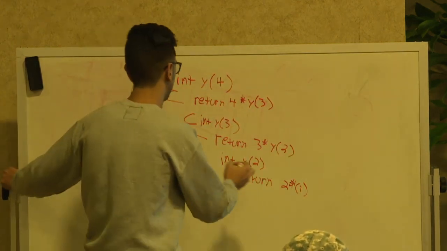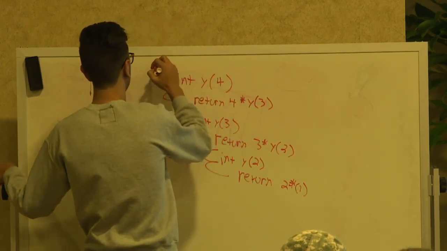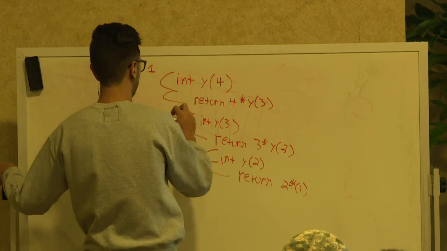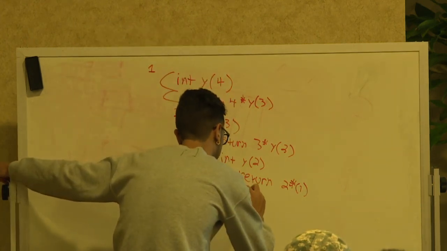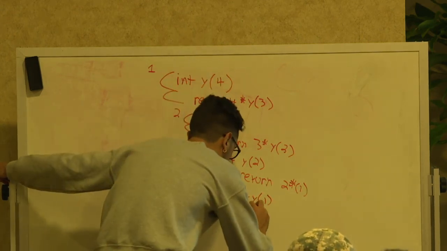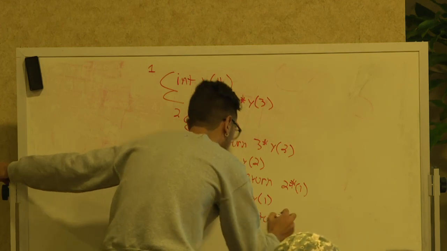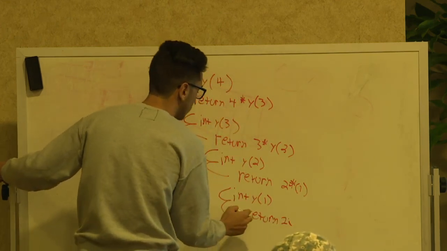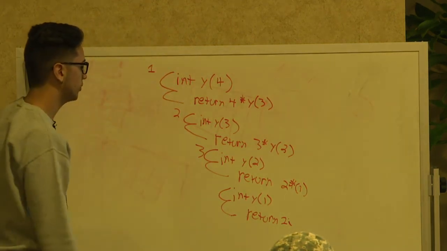And then at this point, and I'll label these 1, 2, 3. And then in the last one, we say int y1. And this time we actually do return 1 because 1 is less than or equal to 1. And so now these function calls can start tracing back to the original one.